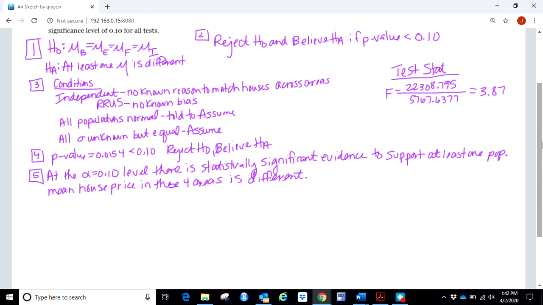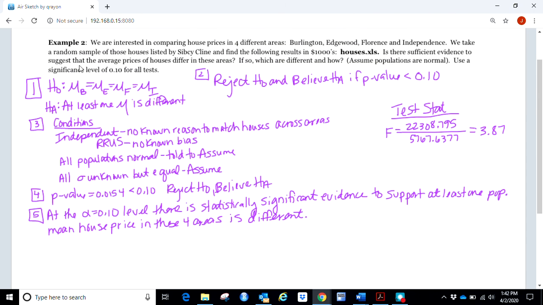So that answers our first question here of, is there evidence to suggest that the average prices of houses differ in these areas? Yes, there is evidence of that. Now we need to follow up the question here with, if so, which are different and how? So remember, this is where this alternative is very vague, which makes our interpretation here feel less than satisfying, because yay, at least one of them is different. Okay, but which ones are different, and then how are they different? So if I was someone looking for a house, do I know of areas that are similar in price, or areas that are more expensive, or areas that are cheaper? I would want to know, how are these different?